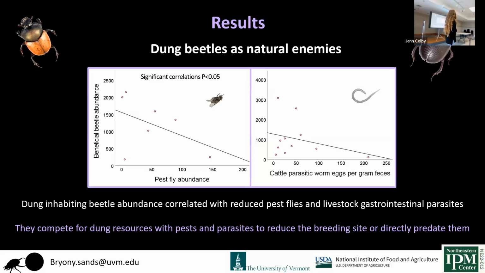And this is something that's known previously already, so dung beetles can really help to stop the gastrointestinal worm larvae from developing in the manure patties. And again, that makes sense. So the dung beetles are competing for the dung resource, so removing the breeding site from pests and parasites, and then those predatory insects are directly predating them.